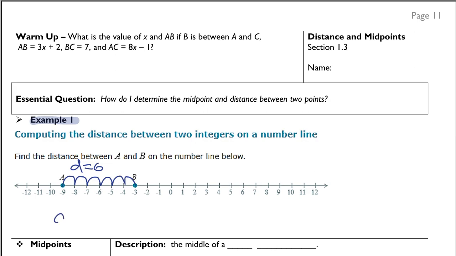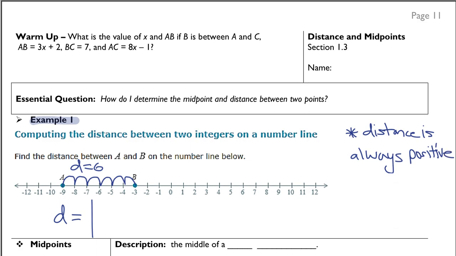So what we can do is we can say the distance is always the absolute value, because we always have to have positive. So distance is always positive. So that is something we highlight, as we know, in yellow, because that's a piece of key information. So we have these absolute value symbols.